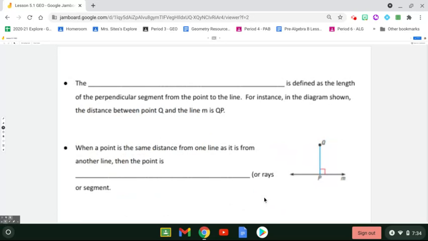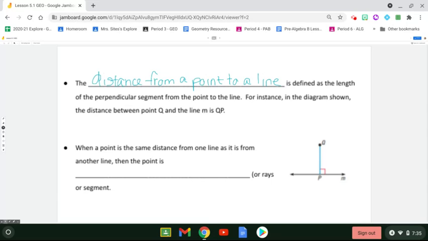The next two blanks that you have there, we're going to be putting some phrases in there. Some of it might be a little bit review, but it's good to go over some of this as we get into some of the definitions a little bit further. So the first phrase that we're going to be filling in the blank is the distance from a point to a line is defined as the length of a perpendicular segment from the point to the line.